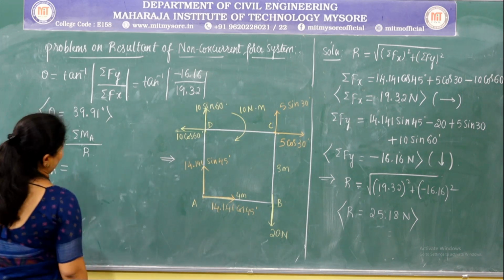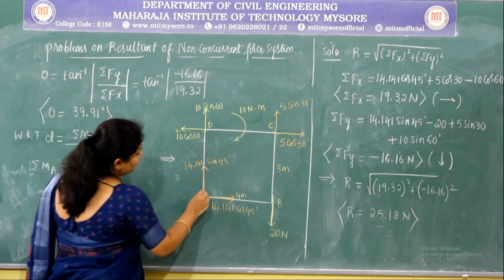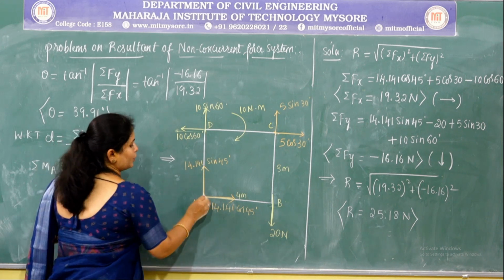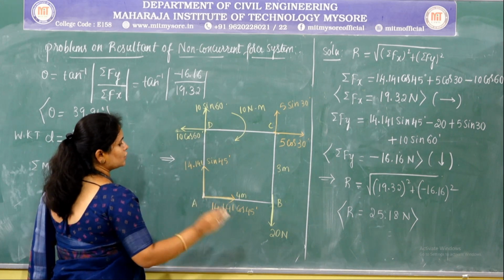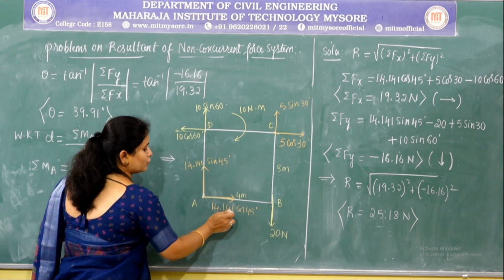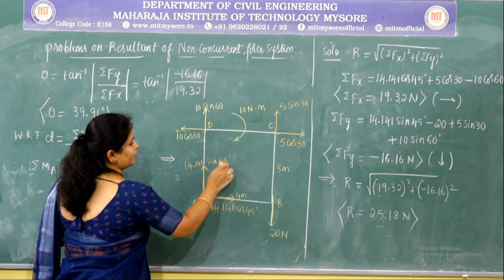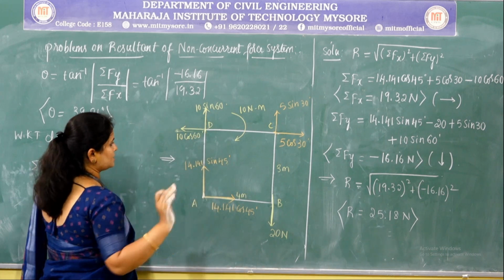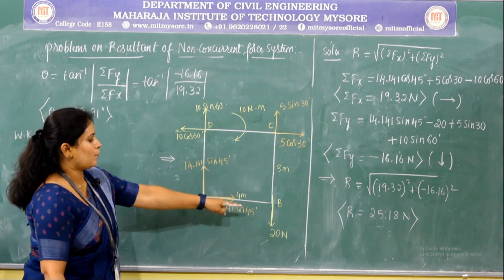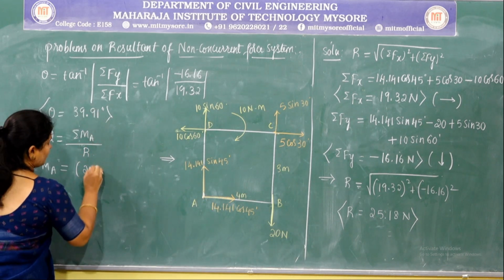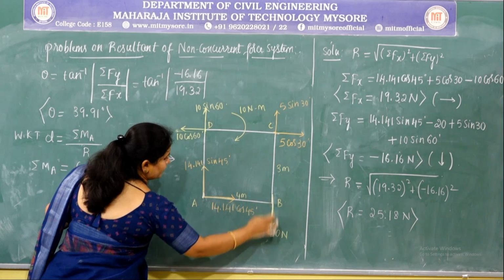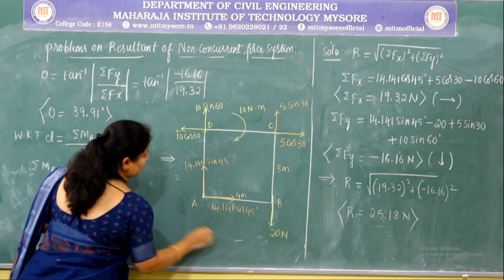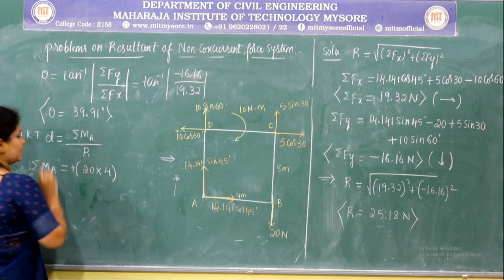Now take the moment about A. The moment produced by the forces which are in line with point A is 0 directly. What are those forces? That is 14.141 cos 45, 14.141 sin 45 and 10 sin 60. So the moment produced by all these three forces is 0 directly. Now consider at point B there is a 20 Newton force. The perpendicular distance between the force and the point is 4 meter and it is producing a clockwise moment. That is why it is positive.